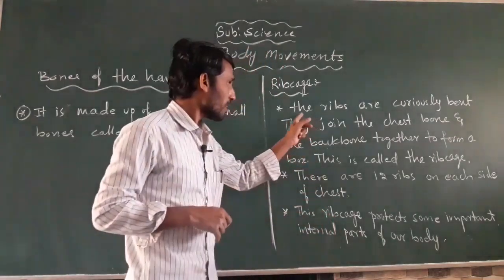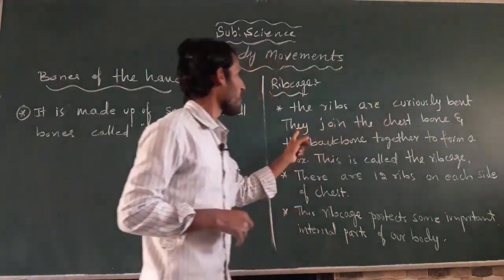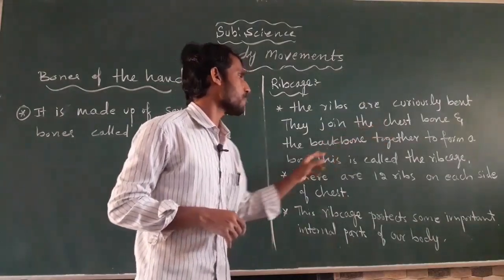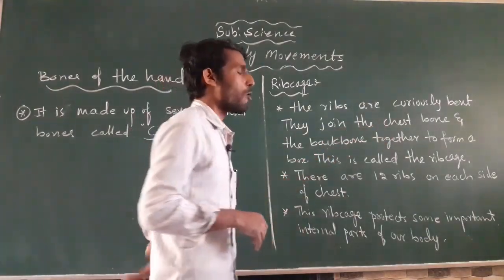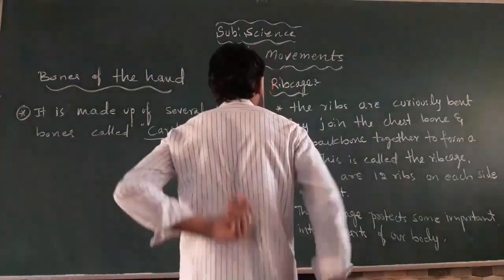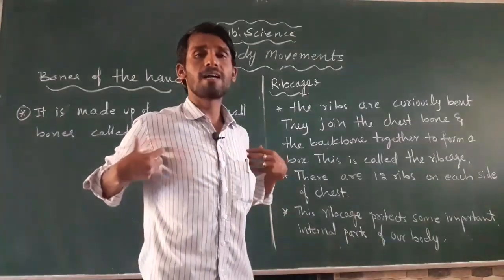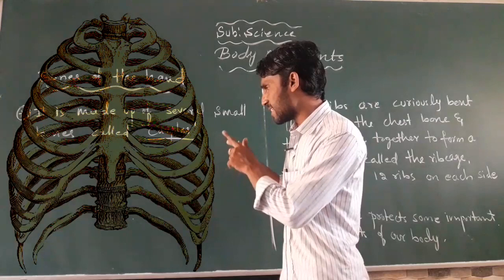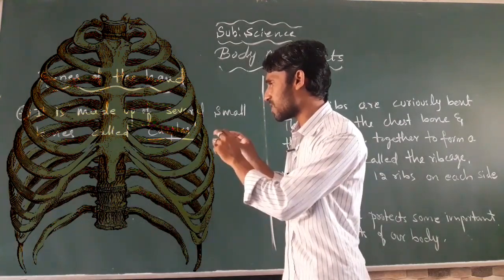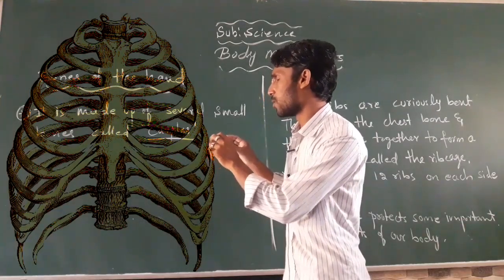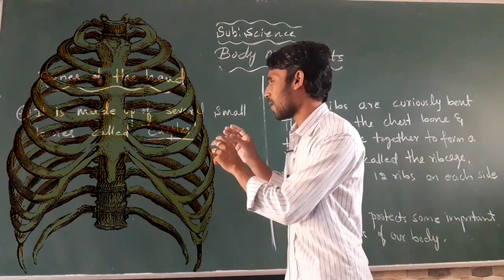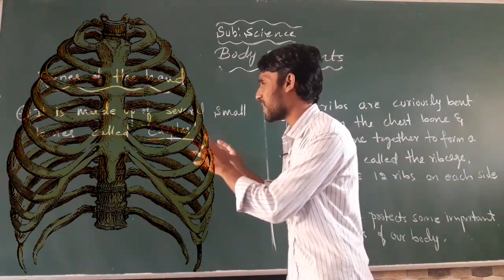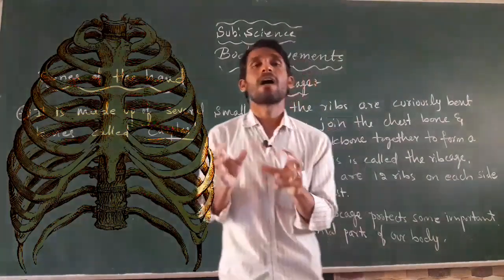Dear friend, see, the ribs are curvily bent. They join the chest bone and the backbone. Here we have the backbone. This part we call the rib cage. Dear friend, look at this picture. This is the rib cage. In this picture, we have some bones that are joined to our backbone. This is the rib cage, and it is protecting our heart.